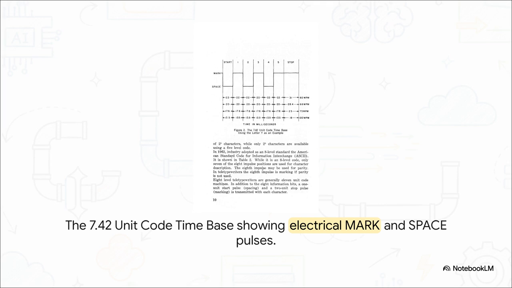It functioned on a system of mark, which meant current was flowing, and space, which meant the current was interrupted. This is the literal physical mechanics of text. Text is fundamentally electrical resistance and voltage, directly mapped to human language.